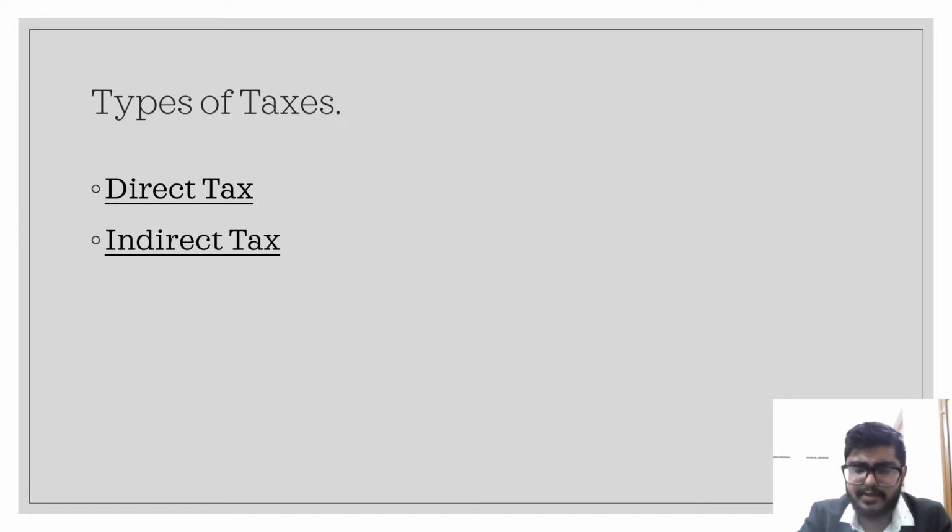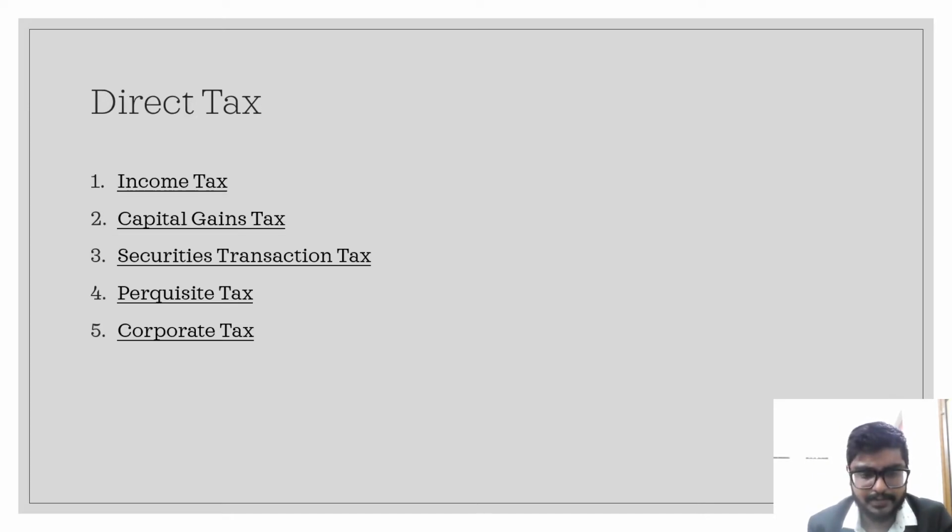Indirect taxes are taxes that are levied indirectly from people. Examples of indirect taxes are UPI transaction taxes or other sorts of transaction taxes. Now, let us look at the different types of direct and indirect taxes. The different types of direct taxes are income tax, capital gains tax, securities transaction tax, perquisite tax, and corporate tax.